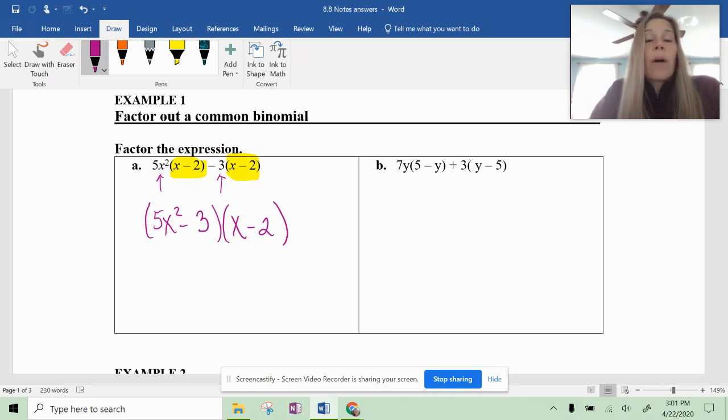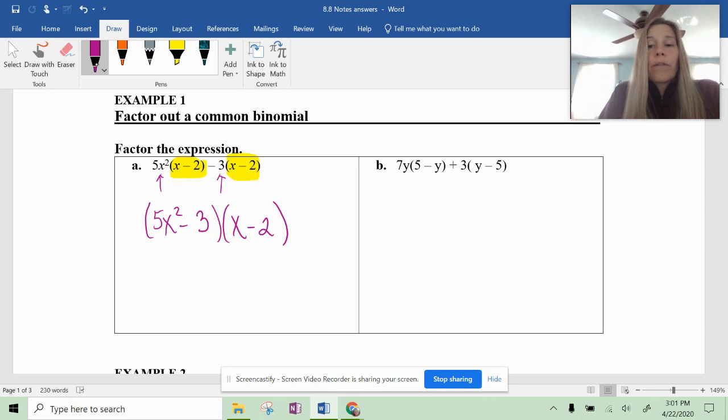Now, anytime you still have an exponent on your x, you kind of have to double check it because sometimes you can still do a little more factoring with it. It can be broken down a little bit more. But even though x squared could be broken down, there's a 5 there, which is a prime number, and 3 is also a prime number, so there's nothing else you're going to be able to do with that.